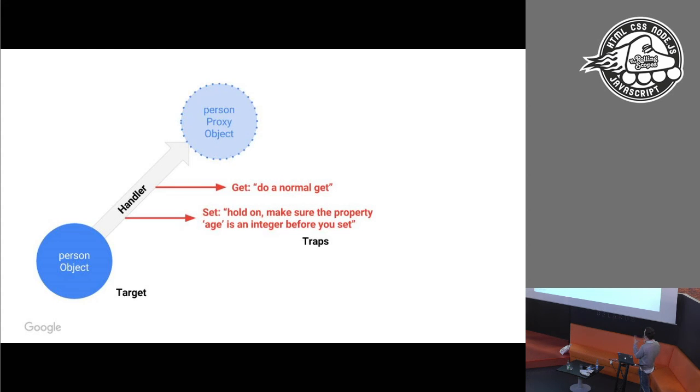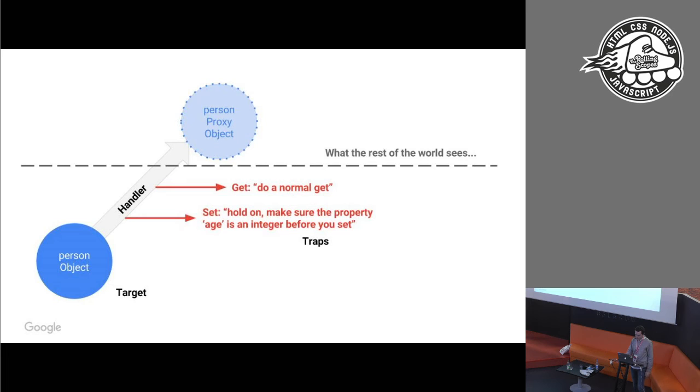It creates a version of person which is a proxy for person. That is, it has all of the same behavior except for this added custom behavior provided by the handler for getting and setting values on properties. So this is at a high level.